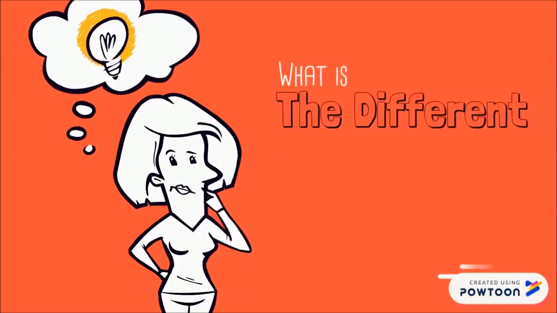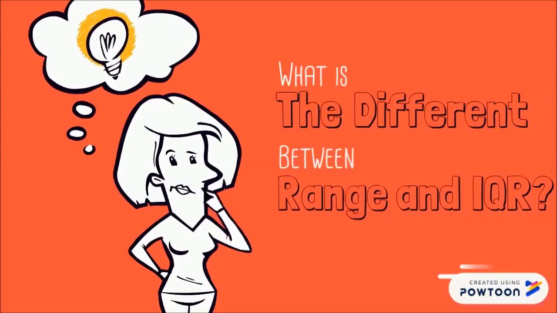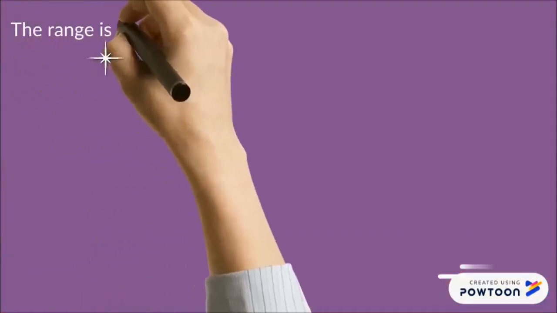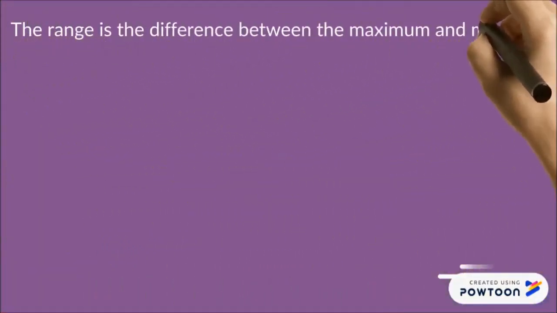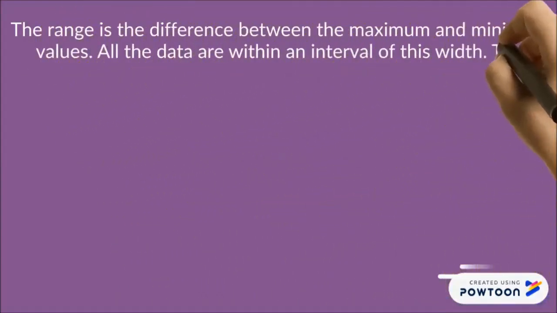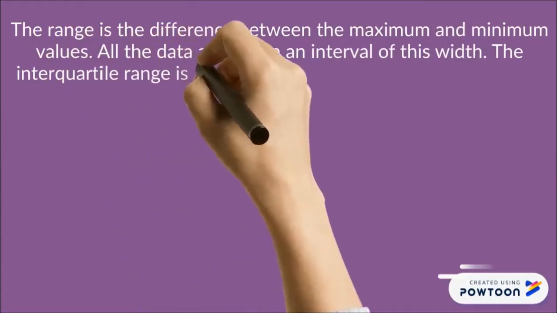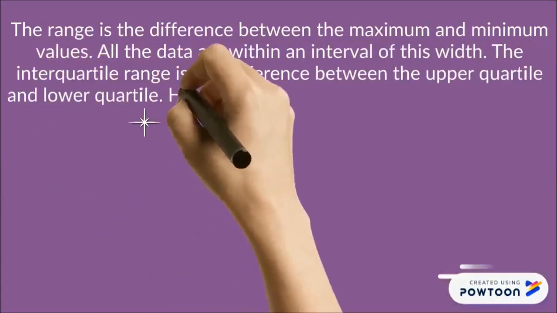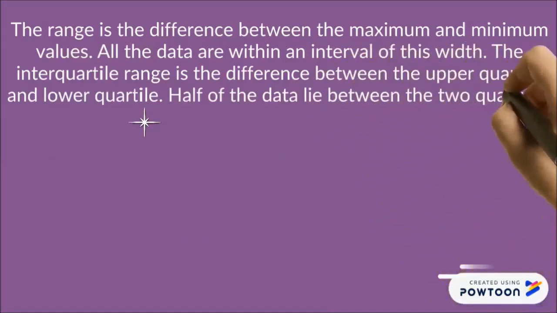What is the difference between range and interquartile range? The range is the difference between the maximum and minimum value. All the data are within an interval of this width. The interquartile range is the difference between the upper quartile and lower quartile.